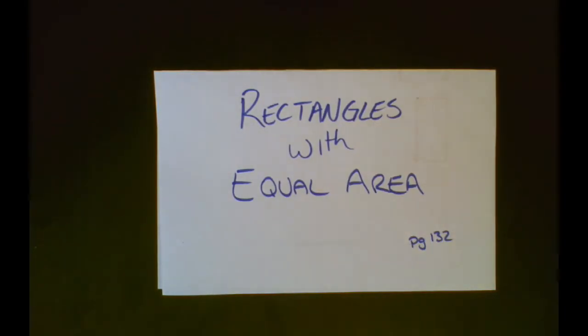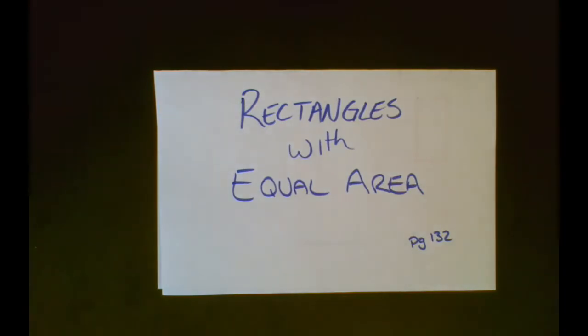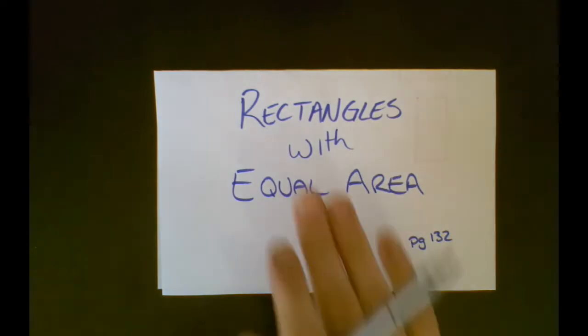Today we're going to take a peek at rectangles with equal area, which is on page 132 in your textbook if you're following along. Last time we did exploring rectangles with equal perimeters, so now we're just going to do the flip side of that, equal areas. I actually think this one is a little bit easier, so hopefully you find the same thing. We're just going to get started with some dot paper, which hopefully you were able to download and print off.